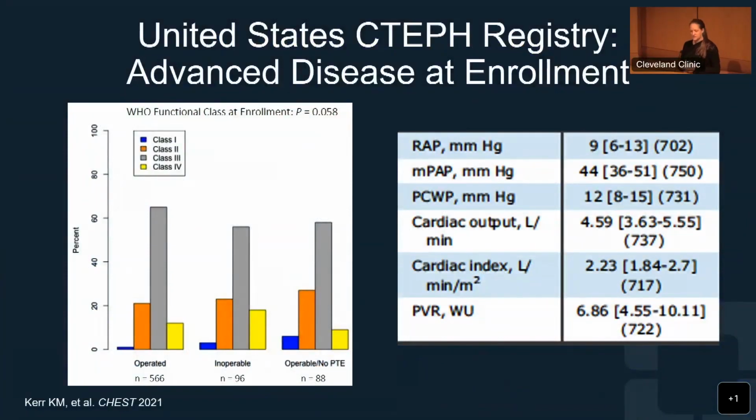So this is some data from the CTEPH registry in the United States, which just points out that all of these challenges in diagnosis actually tend to result in patients getting referred and ultimately diagnosed when they're in pretty late stage disease. So significant numbers of patients with New York Heart Association functional class 3 and 4 symptoms at the time of diagnosis. And when they have their right heart catheterizations, when you're going for operability assessment, pretty significant elevations in pulmonary vascular resistance.